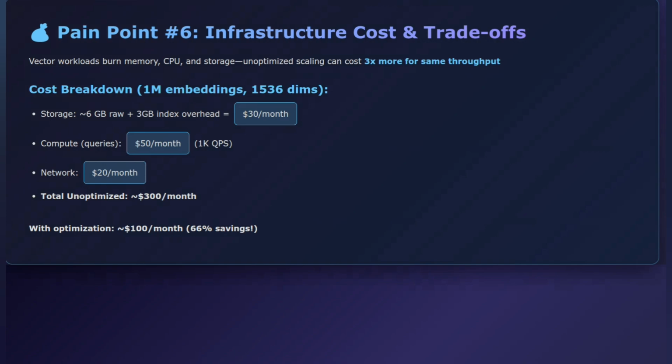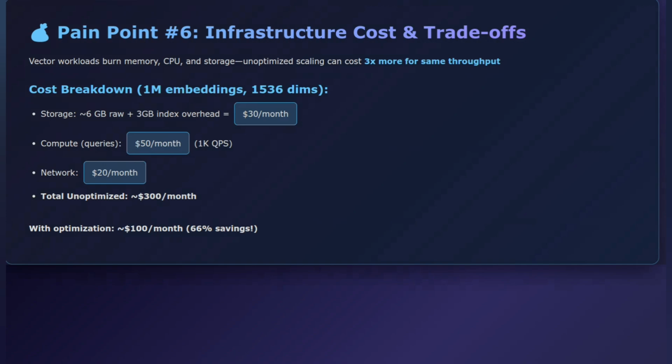Let's say you're running a system with 1 million embeddings at 1,536 dimensions. Raw storage. 1 M vectors times 1,536 dimensions times 4 bytes per float equals 6 gigabytes. Index overhead. HNSW indexes need extra structure. Call it 3 gigabytes. Total storage, 9 gigabytes on disk. That's maybe $30 per month on cloud storage.